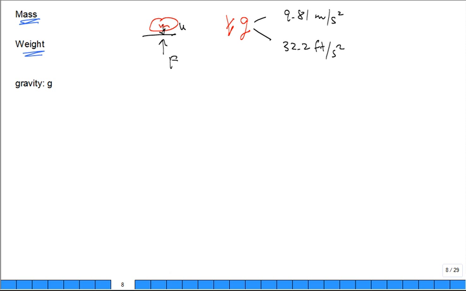Free body diagram, true? W down, supporting force up, right? So the weight is equal to m times g, true or false? The product of m times g. Do the units work? Did the weight in SI come out to newtons? Yes, they do. Let's check that.